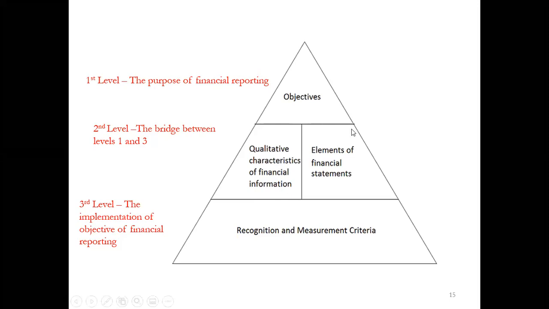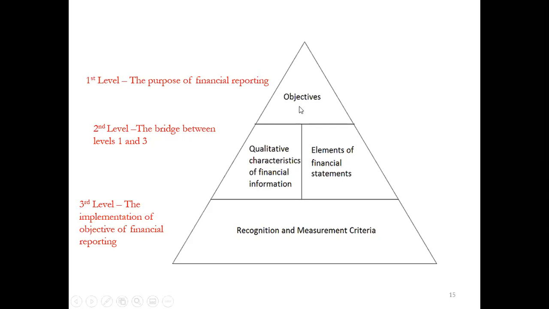Then what are the elements of financial statements? So at the end of the day, we are talking about only 5 things. And accounting is as simple as that. All that we discuss is about assets, liabilities, equity, income, expenses. So those are the elements of financial statements.